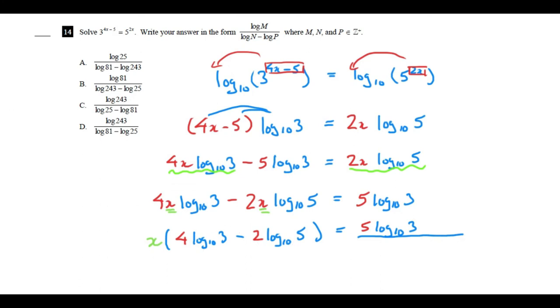We're just going to stick 4 log base 10 of 3 minus 2 log base 10 of 5 on the bottom. And of course, by dividing both sides, this whole thing is gone, and this is what x is equal to. Now we're getting close.